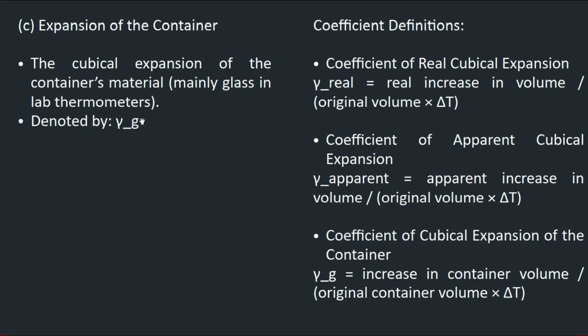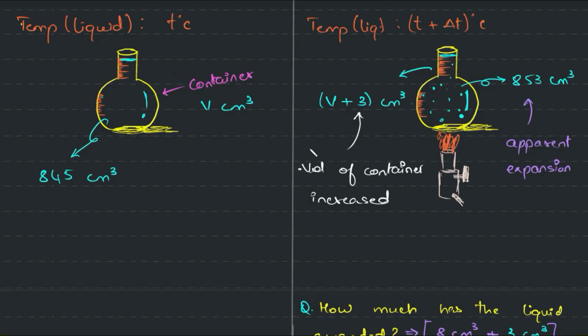Expansion of the container will also be given a name, and that is gamma G. Here the symbol represents a coefficient, right? Remember coefficient of linear expansion, volumetric expansion. Here too we are dealing with the coefficient of real cubical expansion, coefficient of apparent cubical expansion, and coefficient of cubical expansion of the container. So the idea continues the same, just that we have a different set of formulas. So let me write it down because it's not easy to read over there.